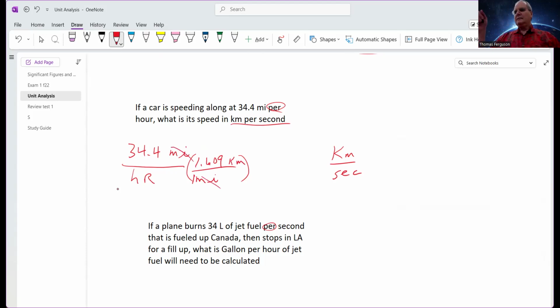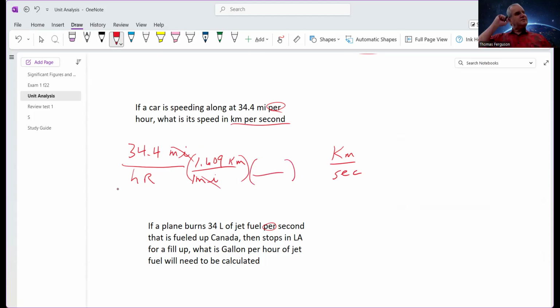Now notice the 1 mile equals 1.609 kilometers is not boldface. That means it has 4 sig figs, not infinite. Okay, so now we are in kilometers. We're all done with that one. Now we've got to go down and do hours to seconds.